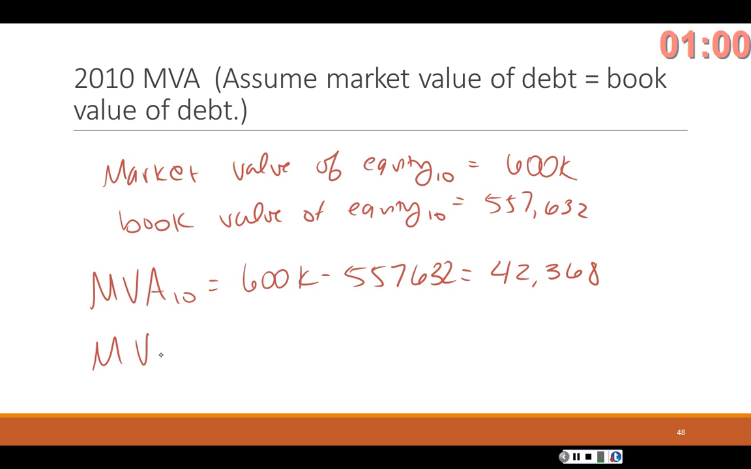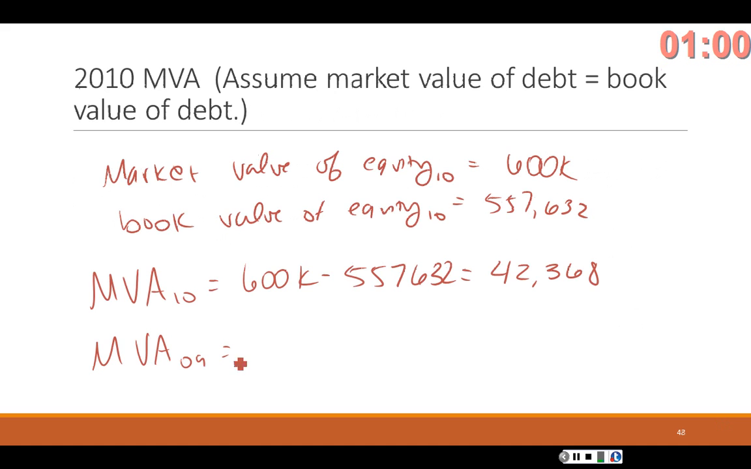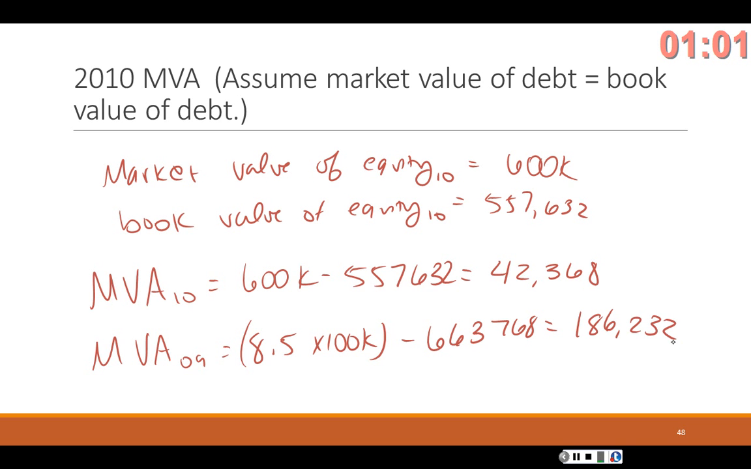We could do the same thing for 2009. In 2009, the share price was $8.50 and there were 100,000 shares outstanding. And we deduct the equity from that, the 663,768. And we see market value added in 2009 was $186,232. So recent actions for managers have drastically reduced the total amount of value that managers have added since inception.